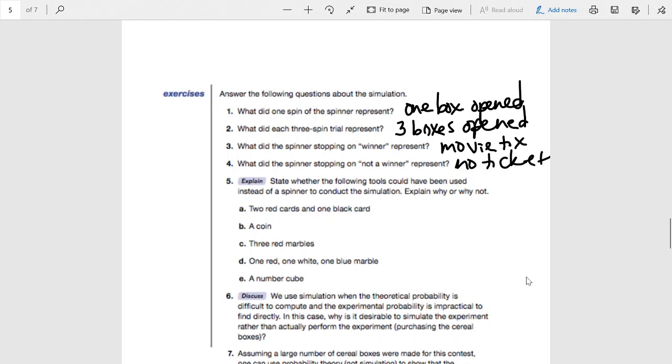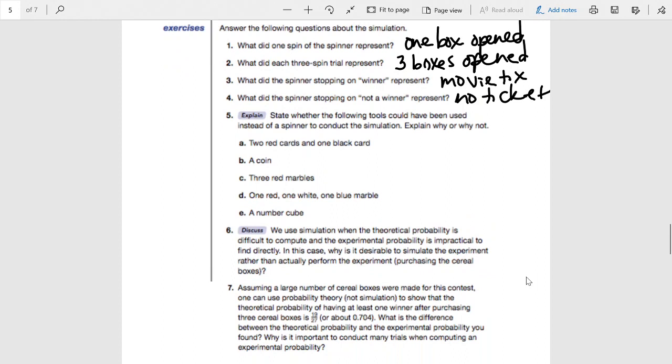All right, so a spinner is a good idea, but there are other ways to conduct this simulation. Let's decide if any of these 5 options would work. Remember, we need it to be a ratio of 1 winner to 2 not winners. A says 2 red cards and 1 black card. Well, that would work out pretty well because my 2 red cards could represent my not winners and my 1 black card would be my winner. Meaning that if I had those 3 cards and I shuffled them up and randomly picked one, then I could figure out if I got a not winner or a winner.